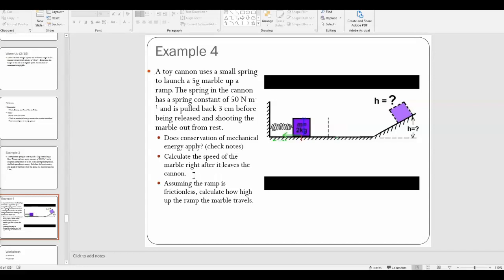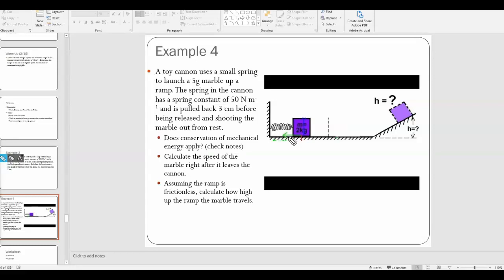Calculate the speed of the marble right after it leaves the cannon. Just to give you a hint, the marble is going to leave the cannon when the spring reaches its equilibrium position. Okay, so it's originally pulled back 3 centimeters before being released. The marble is going to leave the cannon once the spring gets back to its equilibrium position. So using that as a hint, try to see if you can answer the second question here using mechanical energy conservation. Calculate the speed of the marble right after it leaves the cannon.